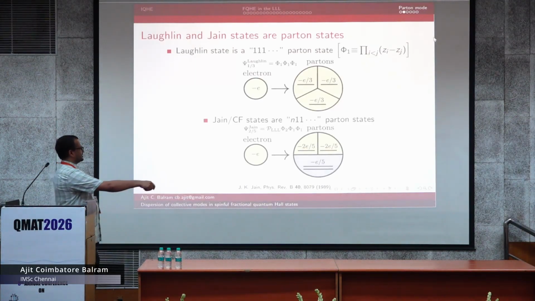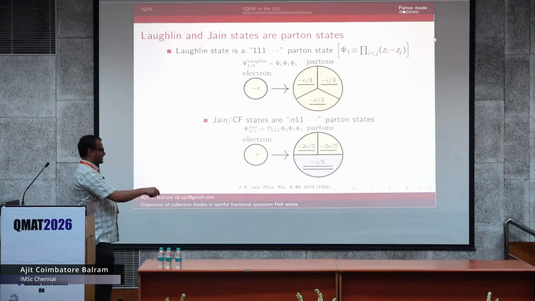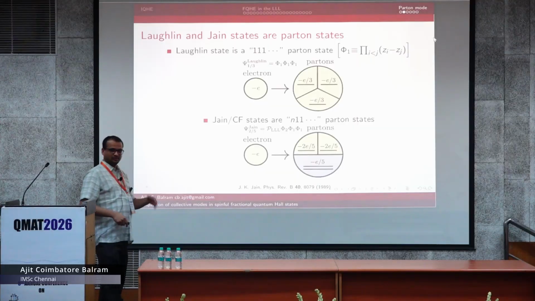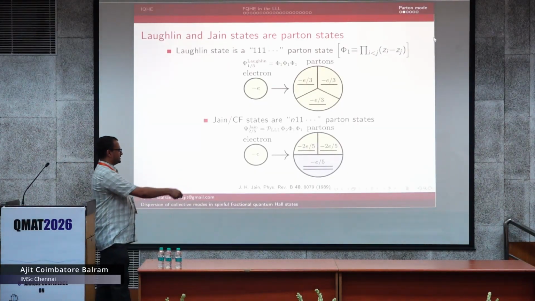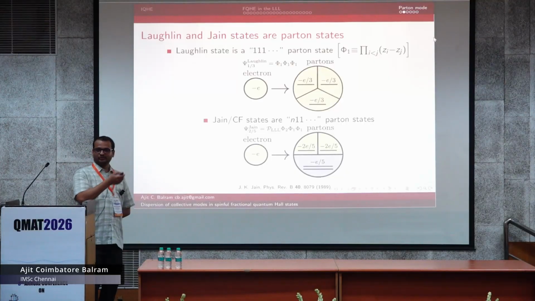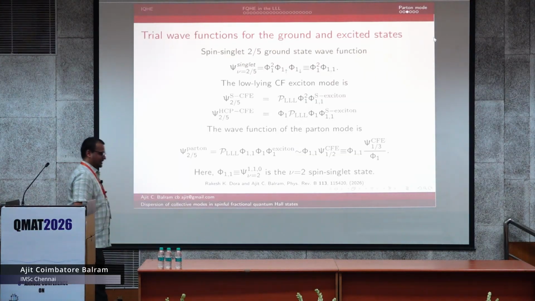The Jain composite fermion states are also parton states. So they are n-1-1 parton states. So now the partons are different. There is one parton which fills n Landau levels and there are 2 partons which fill 1 Landau level. That now gives you different charges. There is an e over 5 parton and there is a 2e over 5 parton. Okay, so with that thing in place, you can now actually answer this question.